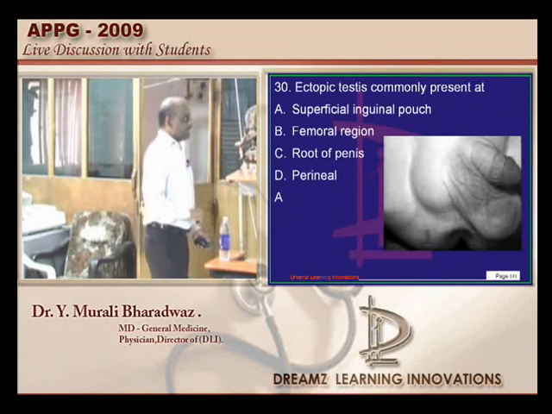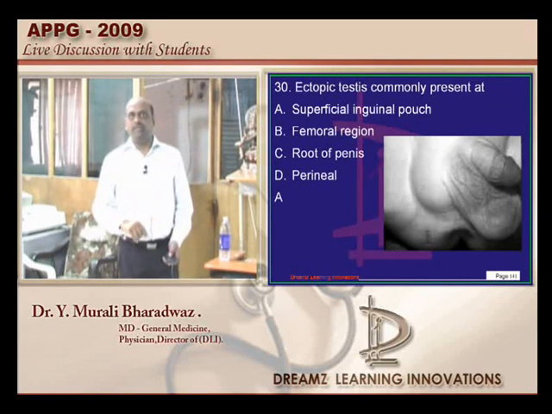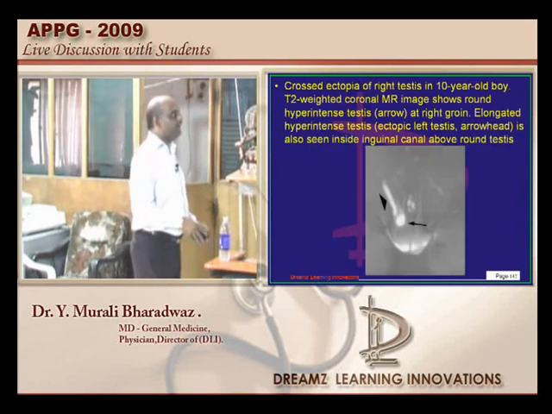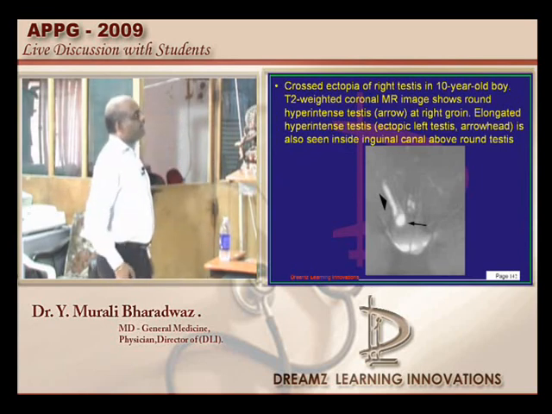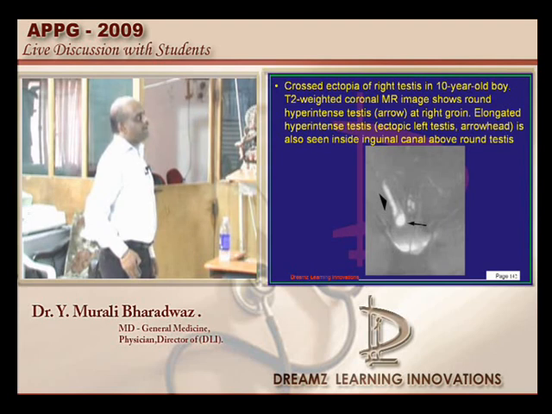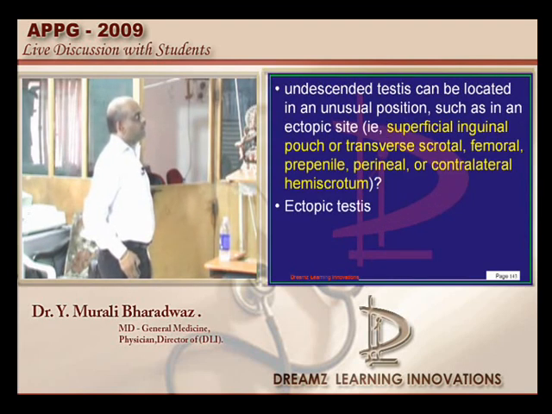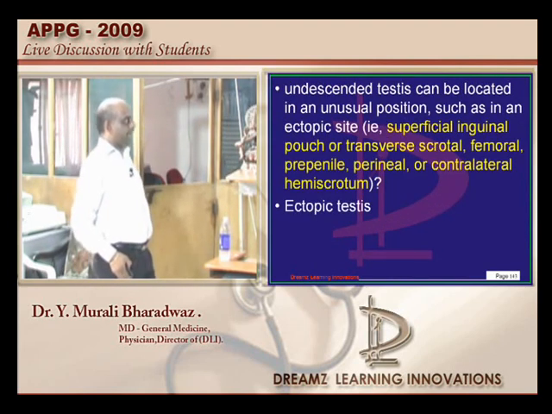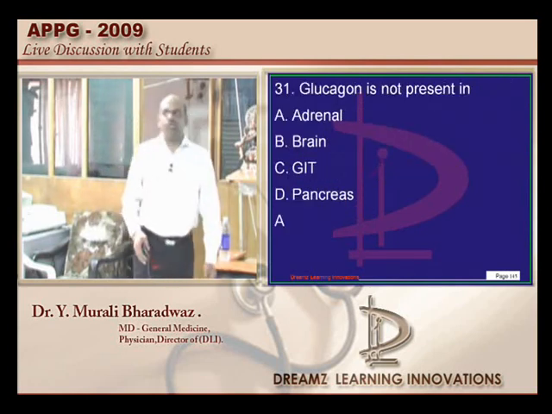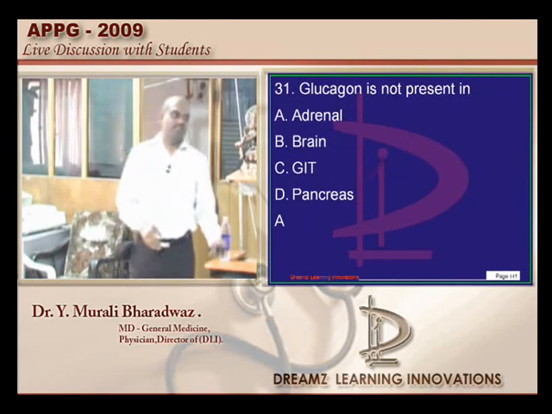Now, where do you find an ectopic testis? We find it in the superficial inguinal ring. So you can see this is an example of a 10-year-old boy, T2-weighted coronal MR, where you can see the hyperintense testis in the right groin, and the superficial inguinal pouch is the most common location, is what you need to fundamentally remember. Now where is glucagon not present?